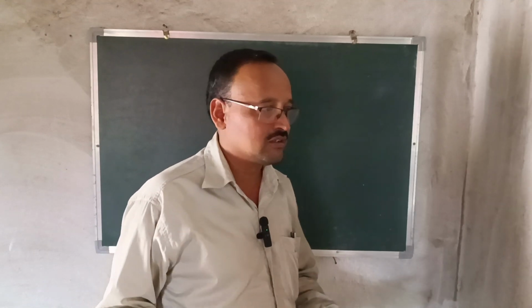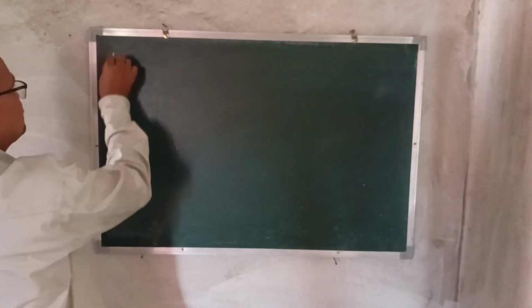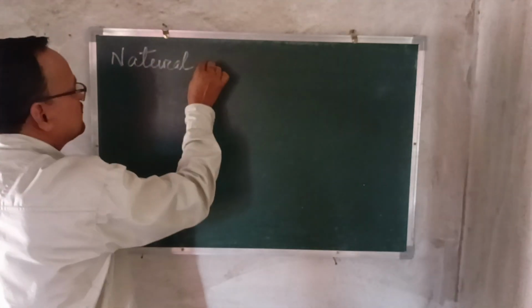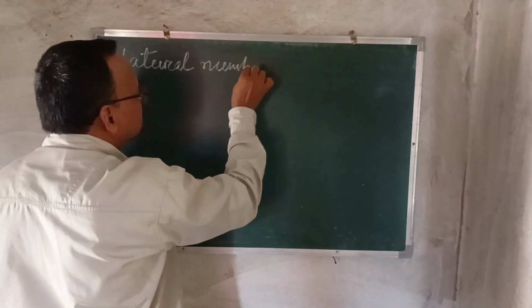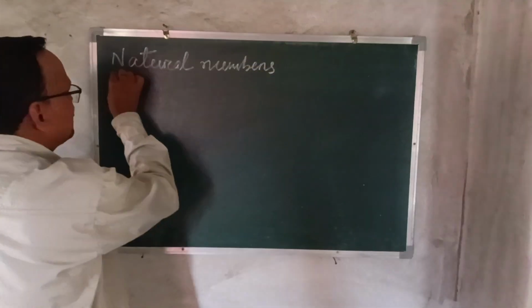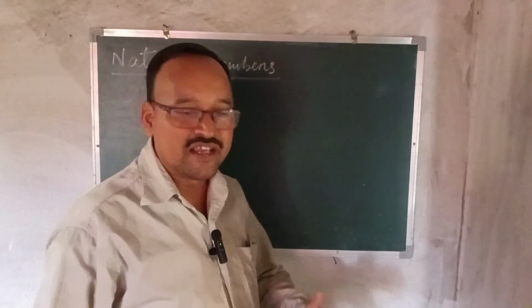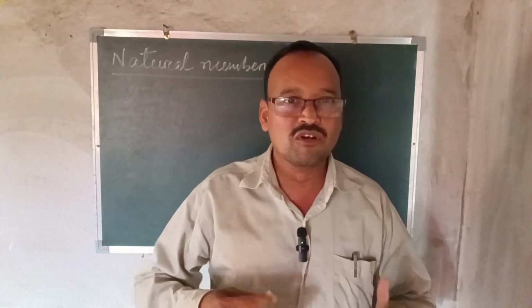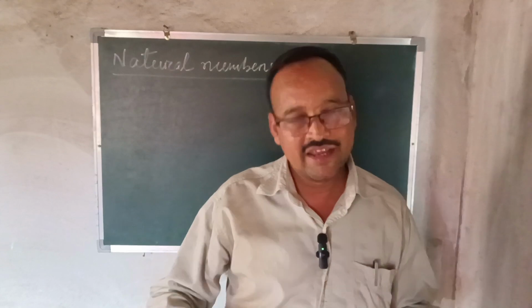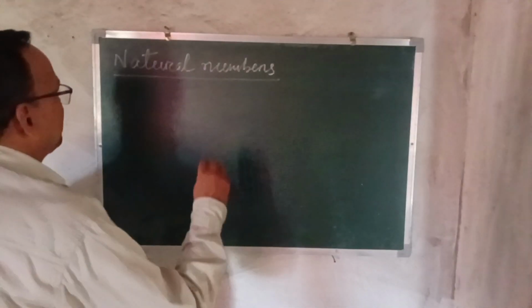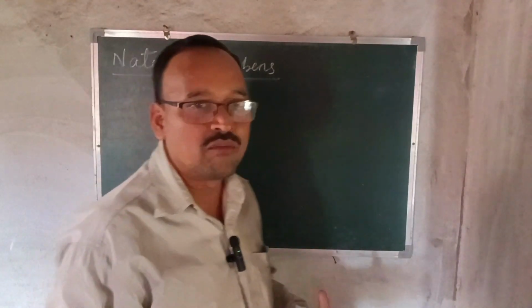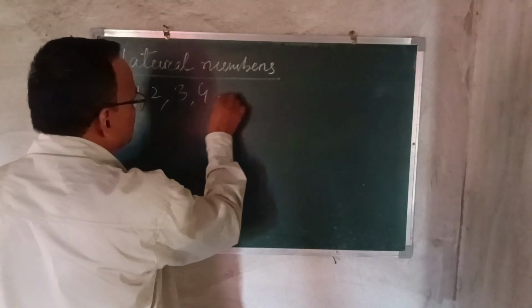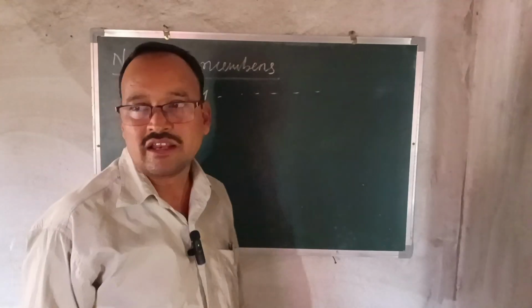What are natural numbers? In our everyday life, the numbers which are used commonly in our counting are called natural numbers. And natural numbers start from 1, 2, 3, 4, and so on. These are our natural numbers.